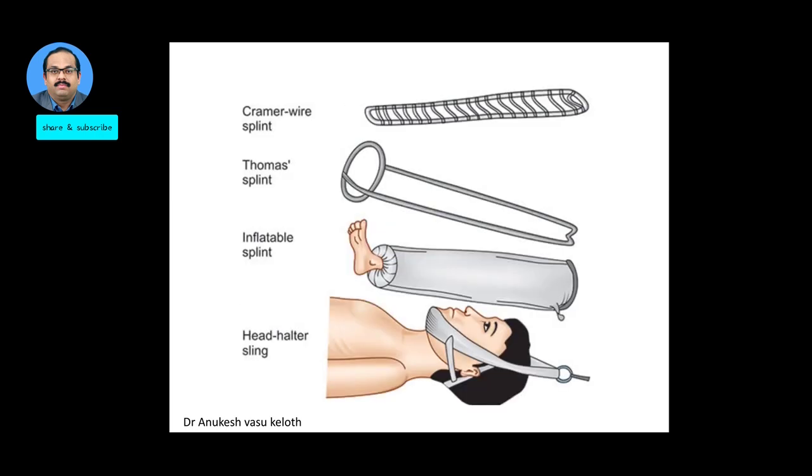Now these are the standard splints: Thomas splint, the Kramer wire splint, inflatable splint, the head halter sling. So these can be applied from the emergency department depending on the site of the fracture.